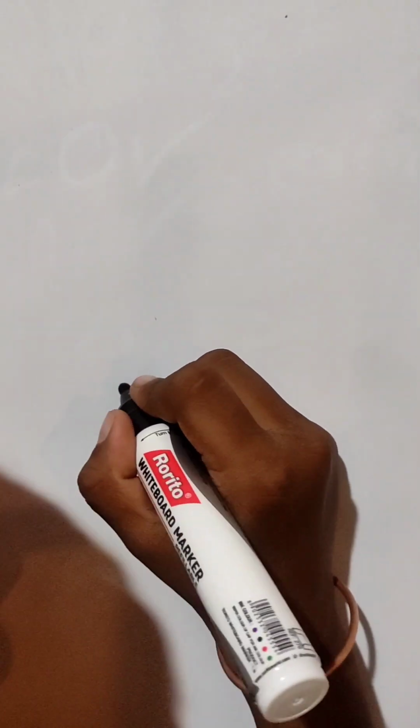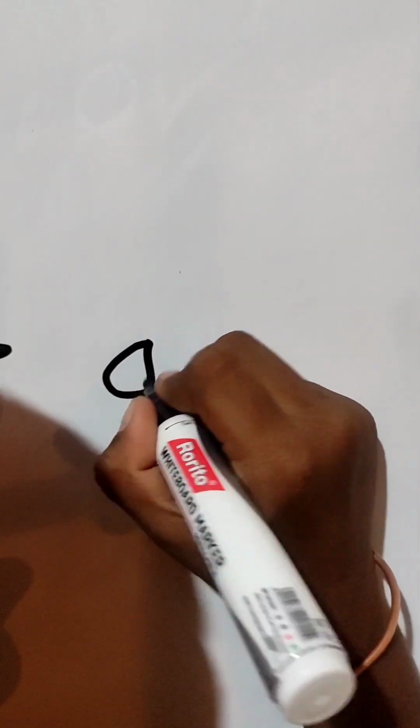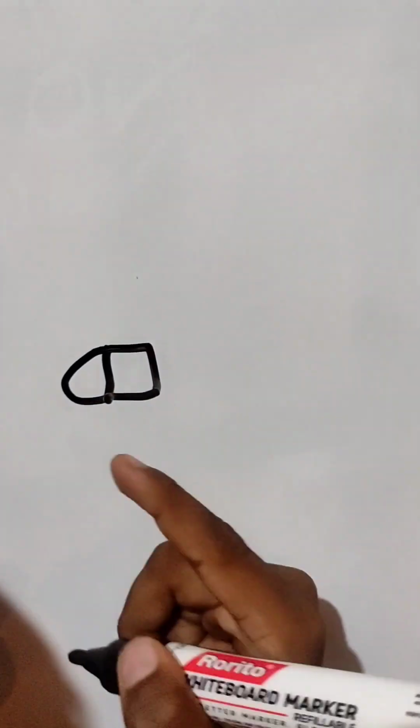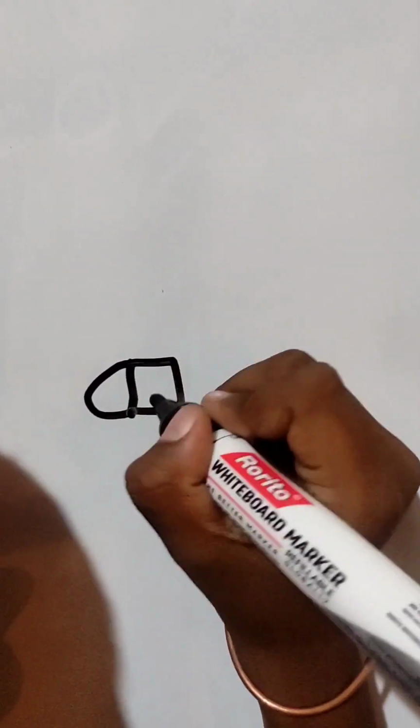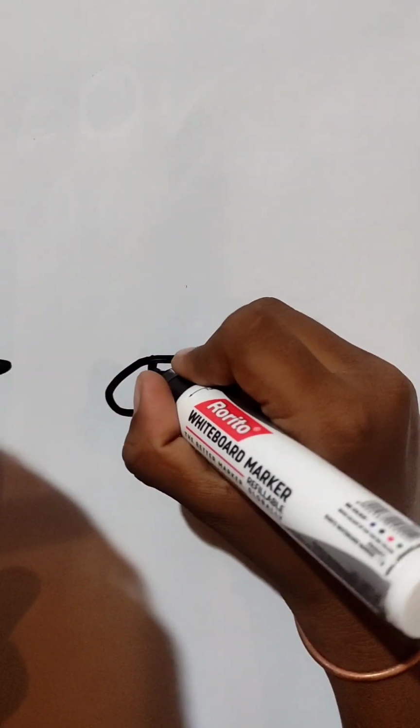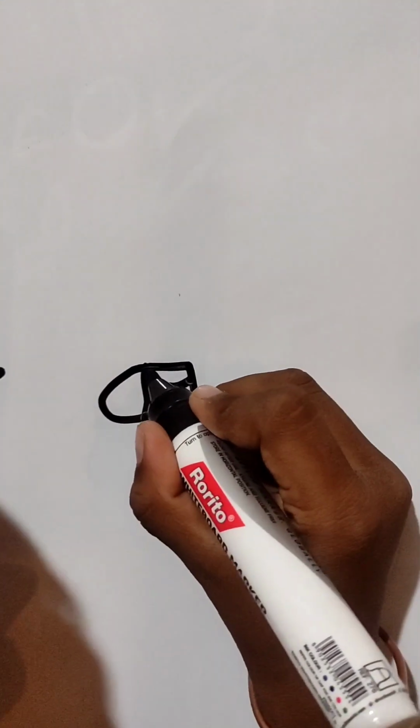Now, let's go to C. For C, we will draw it like this shape. When we draw a C, when we draw a square, we draw it upside down, like this, then color it in. Then it will look like any kind of drink you're holding.